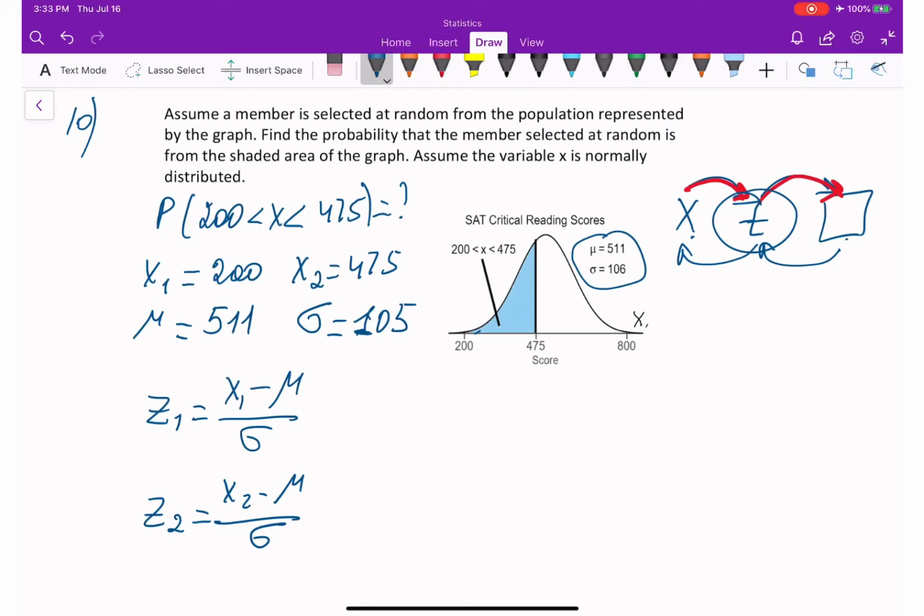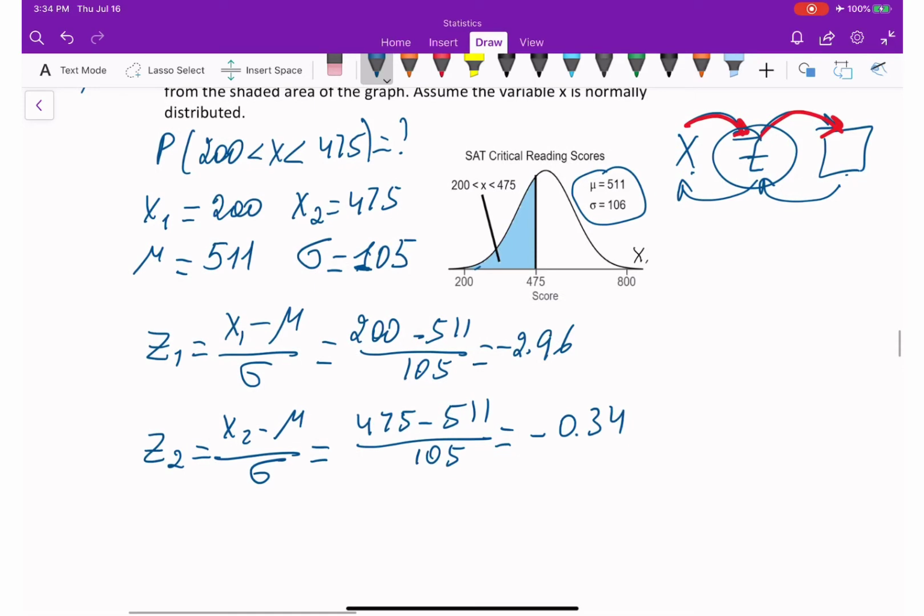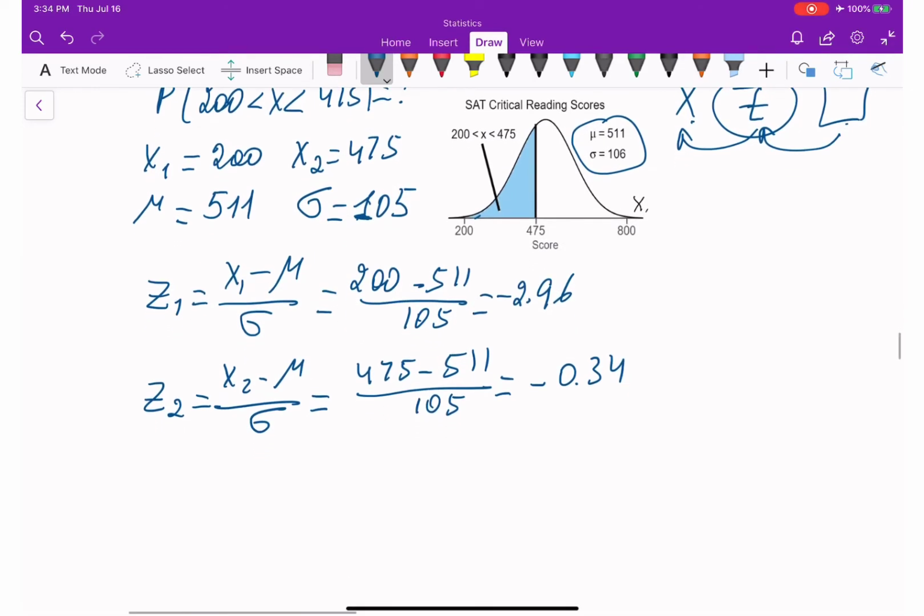All right, so what do we have here? x1 is 200 minus 511 over 105, and that is equal negative 2.96. Z2 is equal 475 minus 511 over 105, and that is equal negative 0.34. So we have this z-score 1, z-score 2.